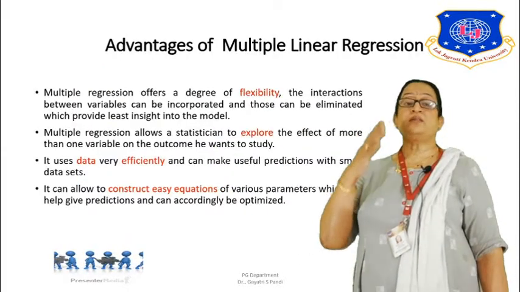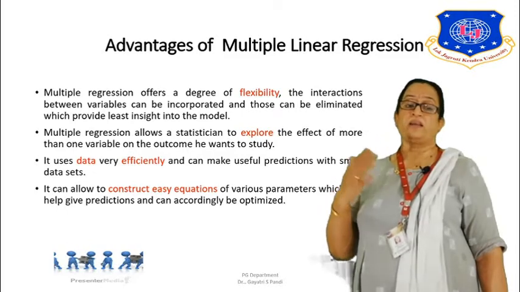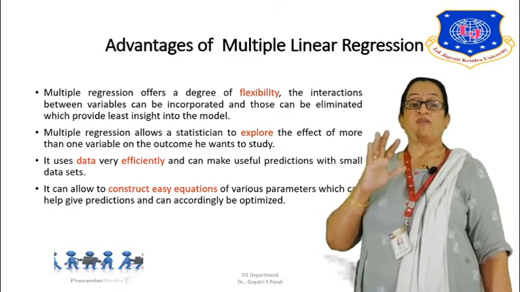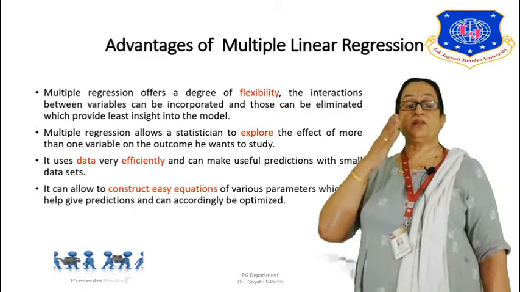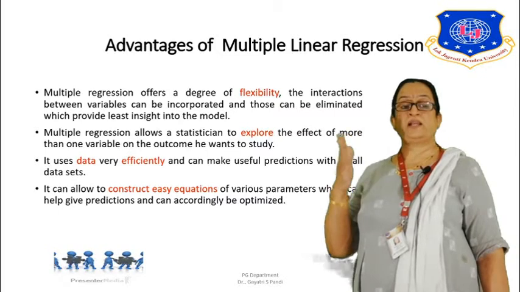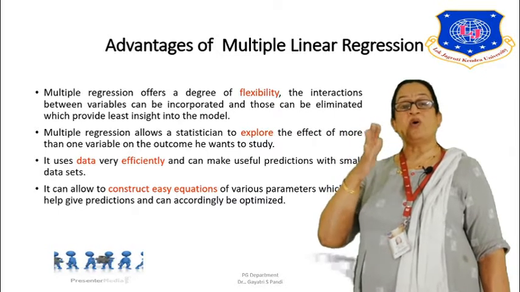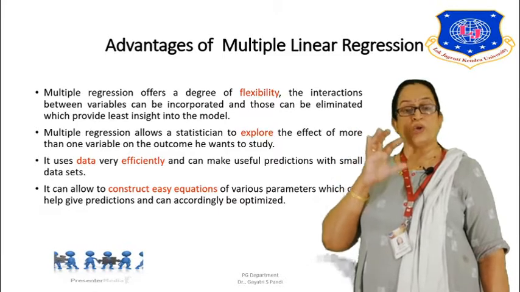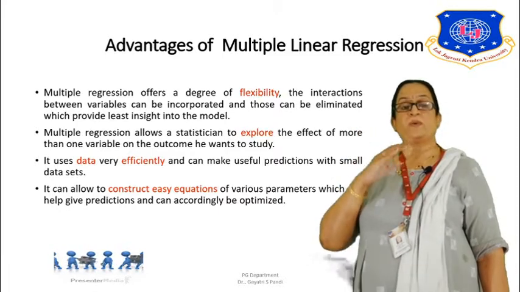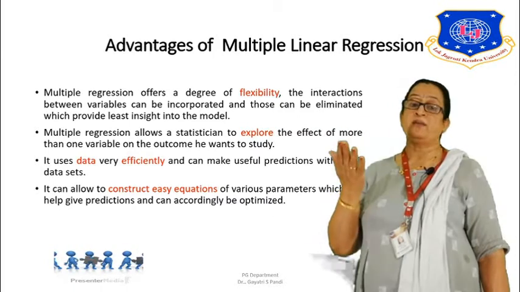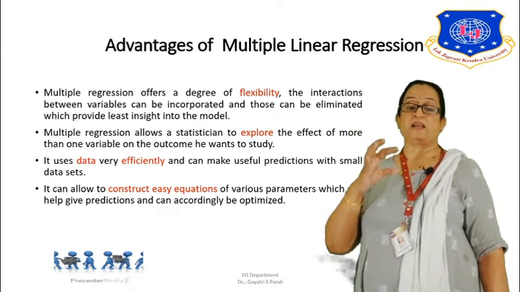Now there are certain advantages of multilinear regression. Firstly, it provides a good degree of flexibility. The interaction between the variables can be incorporated, and those which provide very little insight into the model can be eliminated. So we consider only those variables which will provide us a better insight and eliminate those which do not provide any specific insight into the model.